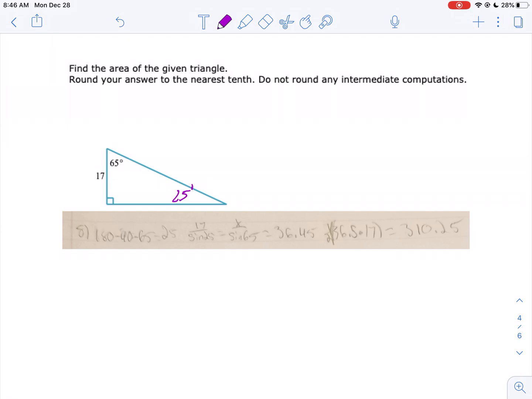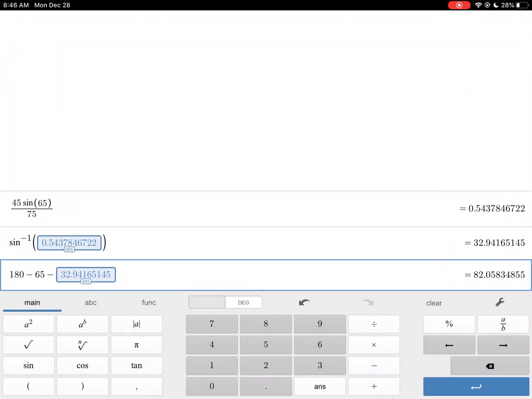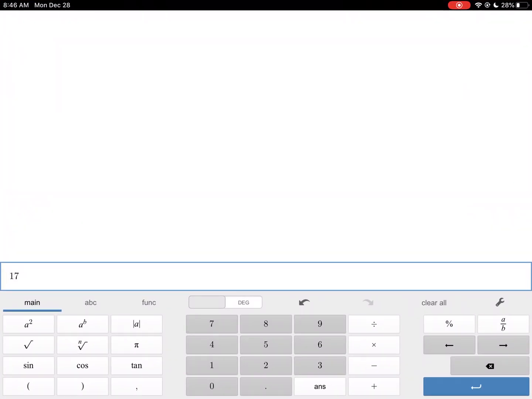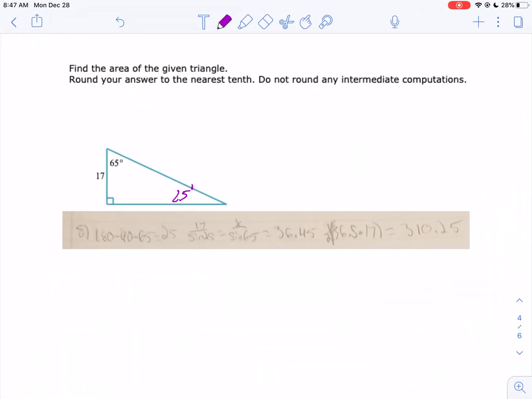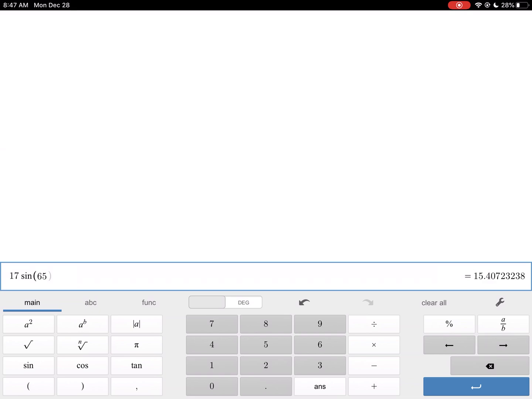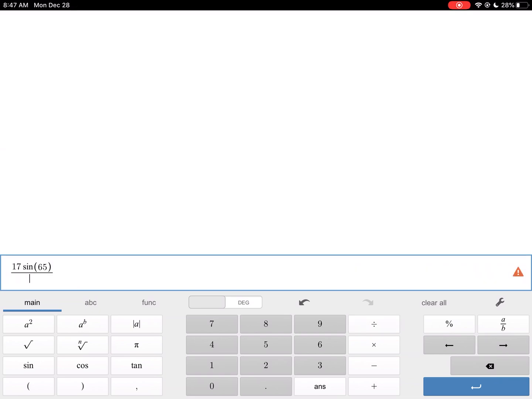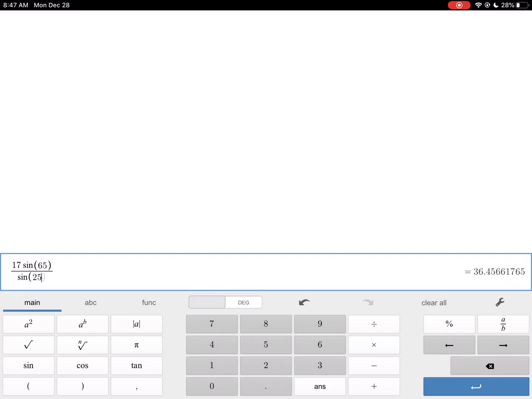And so then we're going to say 17 times the sine of 65 degrees divided by the sine of 25 degrees. So 17 times the sine of 65. Let's make sure that's correct too. 17 over the sine, yep, equals x. You're doing that right. So 17 times the sine of 65 divided by the sine of 25. Keep that in your calculator. It's 36.5.